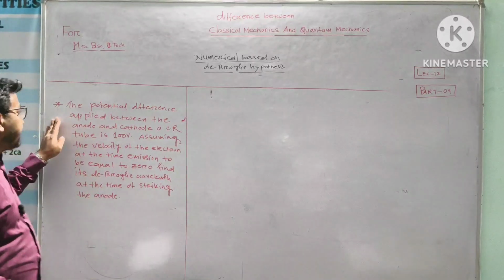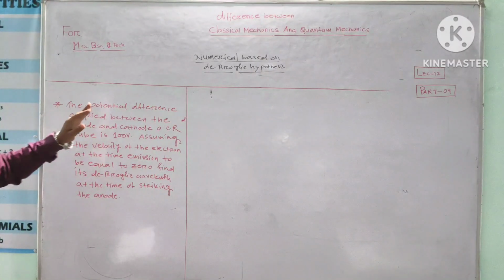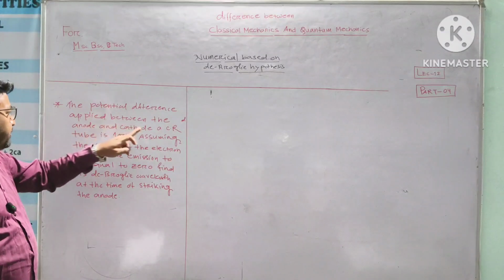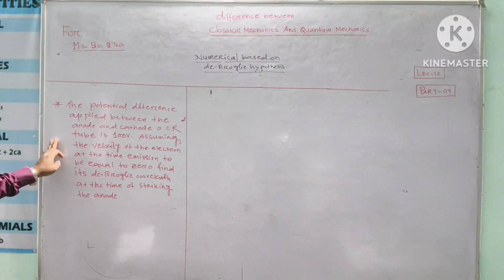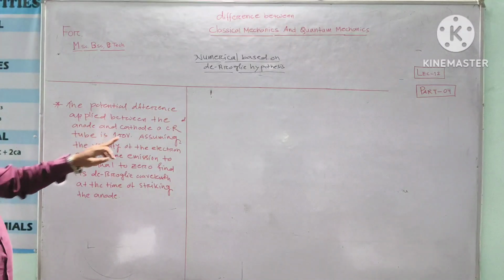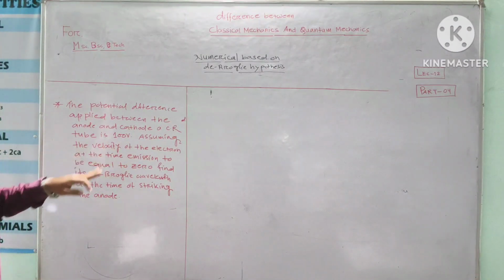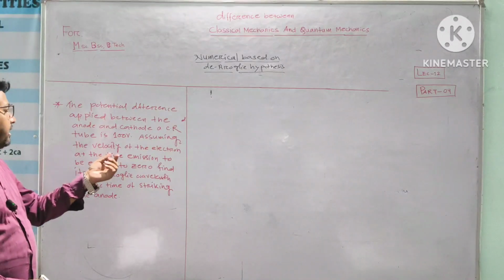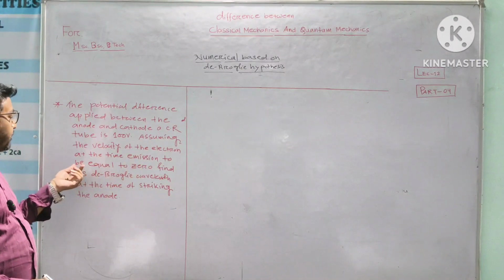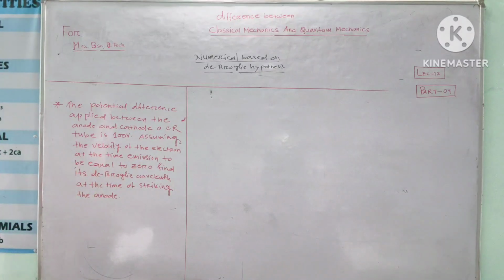Okay, our next problem. The statement of this question: the potential difference applied between the anode and cathode, we know what anode and cathode are, of a CR tube is 100 volt. Assuming the velocity of the electron at the time of emission to be equal to 0, find its de Broglie wavelength at the time of striking the anode.